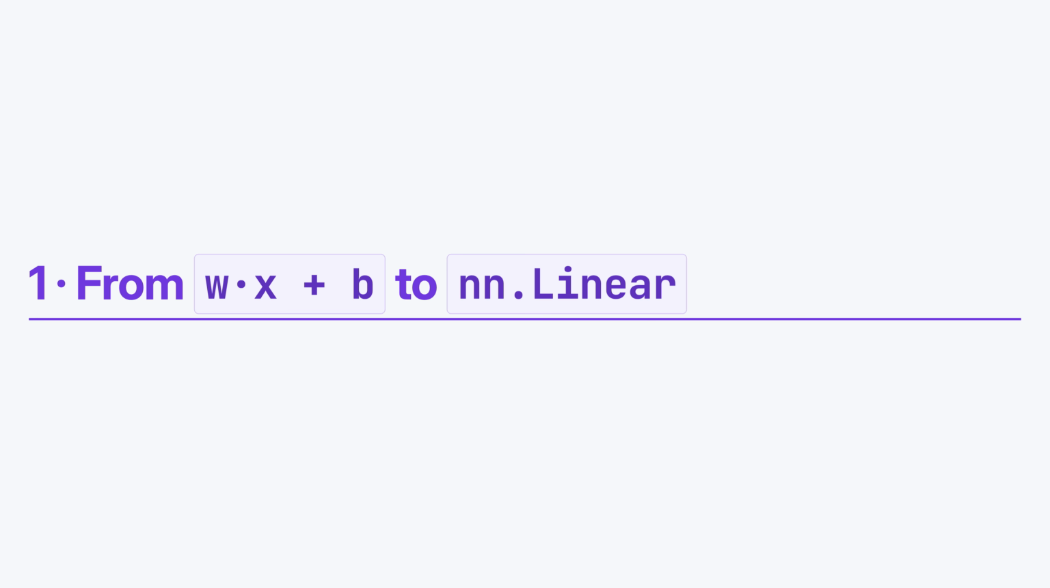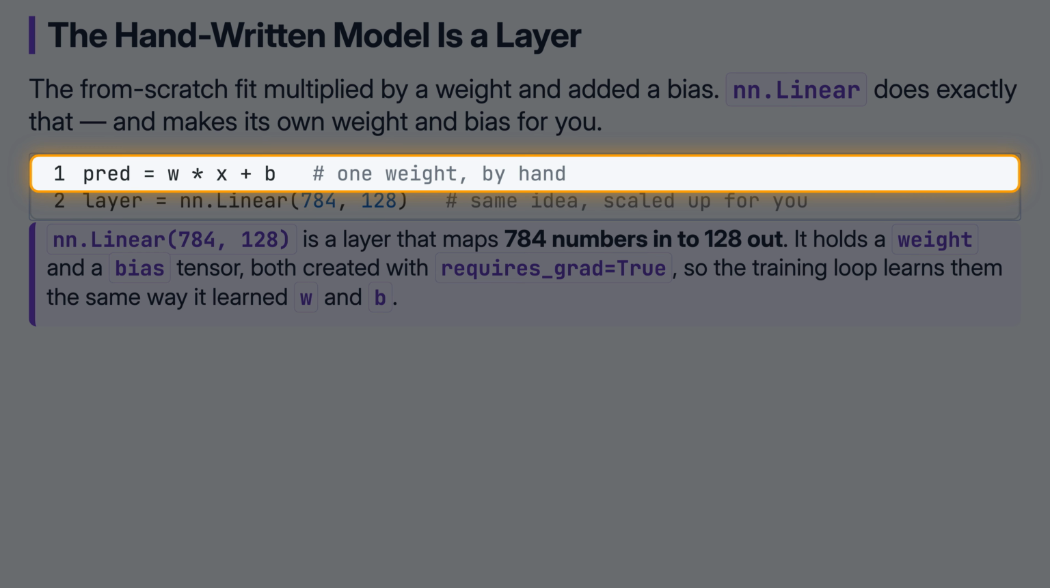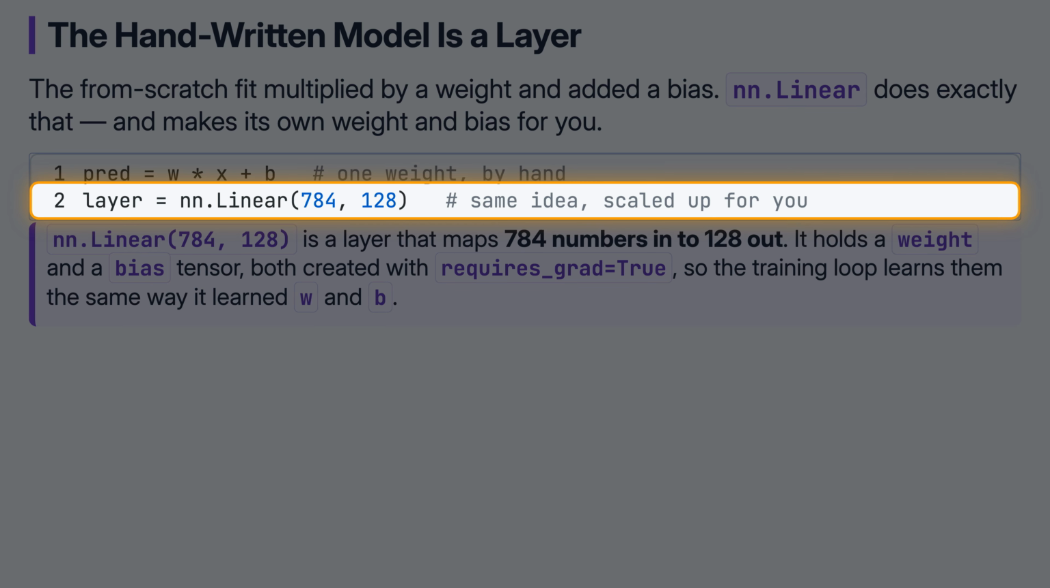First, from a single weight to nn.Linear. One layer holding its own weight and bias. Recall the from-scratch model. Pred equals W times X plus B with one weight by hand. And here is nn.Linear, 784 in, 128 out. It makes its own weight and bias for you.